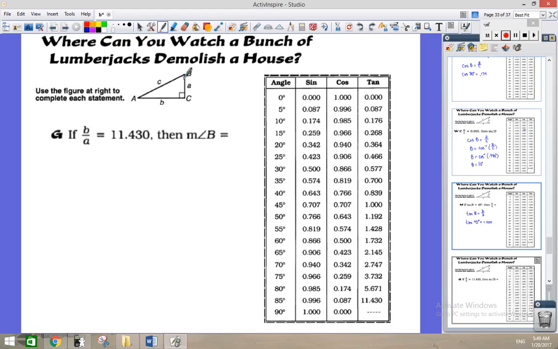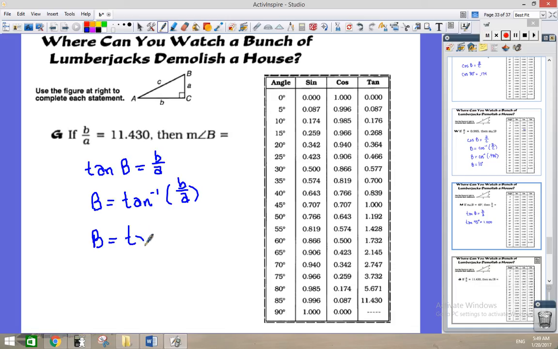So with respect to this right triangle, they want me to find the measure of angle B. They give me the ratio of B divided by A. With respect to angle B, that's the tangent of angle B. So the tangent of angle B is B over A. But they don't want me to solve for B over A. They want it solved in terms of what B is. What is angle B? Well, it's the inverse tangent of the ratio.